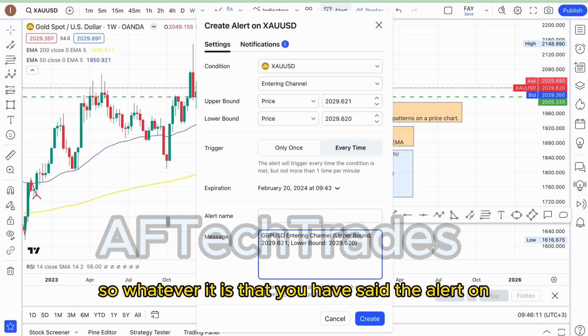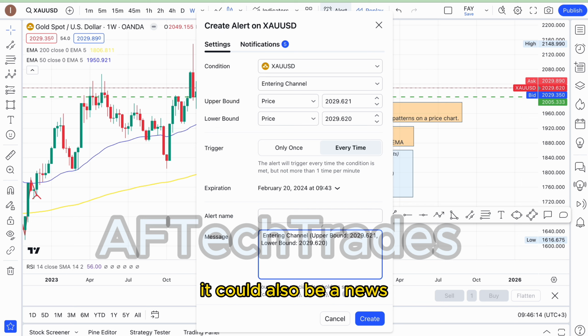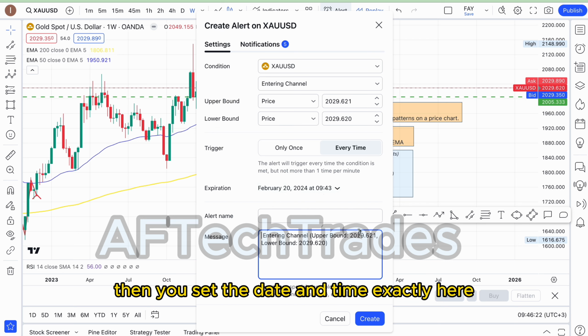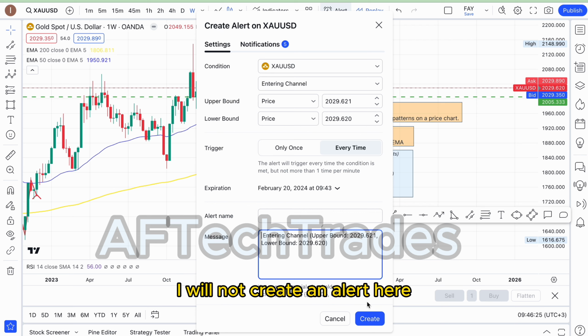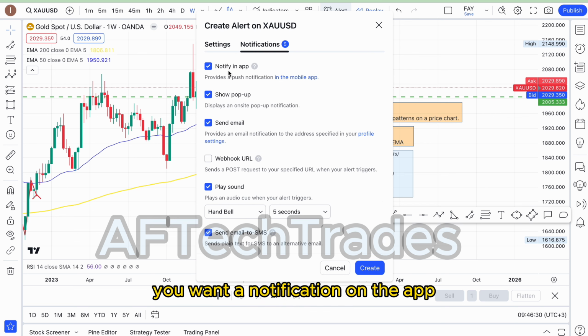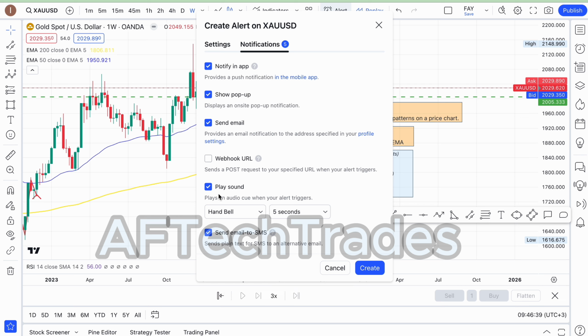So whatever it is that you have set the alert on, it could also be a news. You know the time for a news that, okay, you said if this news happens and the market goes this direction, then you set the date and time exactly here. Then you say create an alert. I will not create an alert here. Immediately you hit create an alert, it has your notification system. You want a notification on the app, that is this app itself. You hear the alarm ringing, show a pop-up message, send me an email, play a sound, the type of sound you specify here, how long you want the sound to play for, or send me an email to SMS, and so on. Just hit create alert. So that will give you the alert.